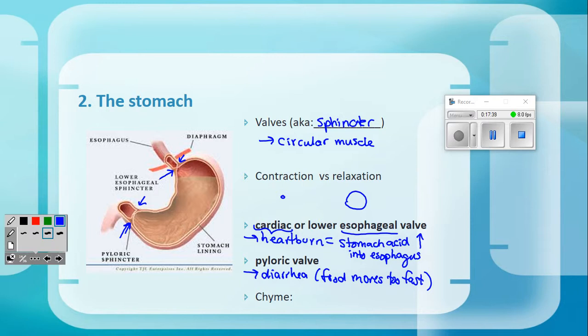Now, when we get to the bottom of the stomach and we ask ourselves, this mixture that's leaving the stomach, what is it? It doesn't look like food anymore. It's called chyme. That is the mixture that leaves the stomach.